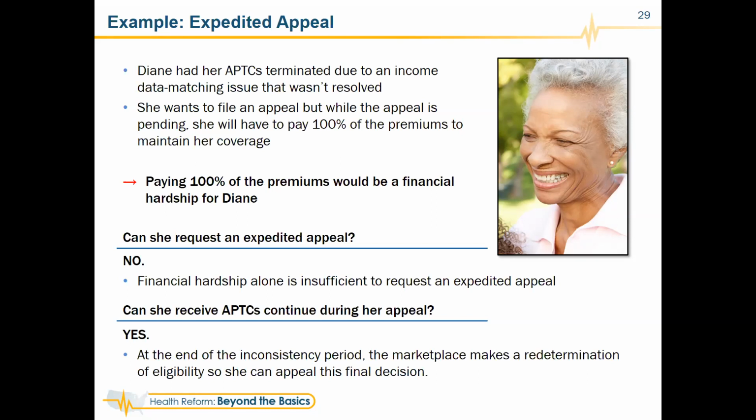So can she request an expedited appeal? Unfortunately, no. Financial hardship alone is insufficient to get on that expedited track. Can she receive tax credits during the appeal? Yes, if she requests them. Because again, she has a final eligibility determination at the end of her inconsistency period.